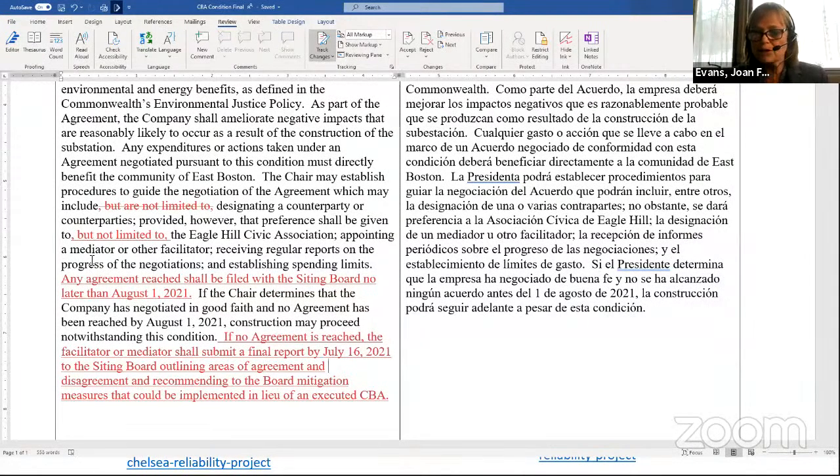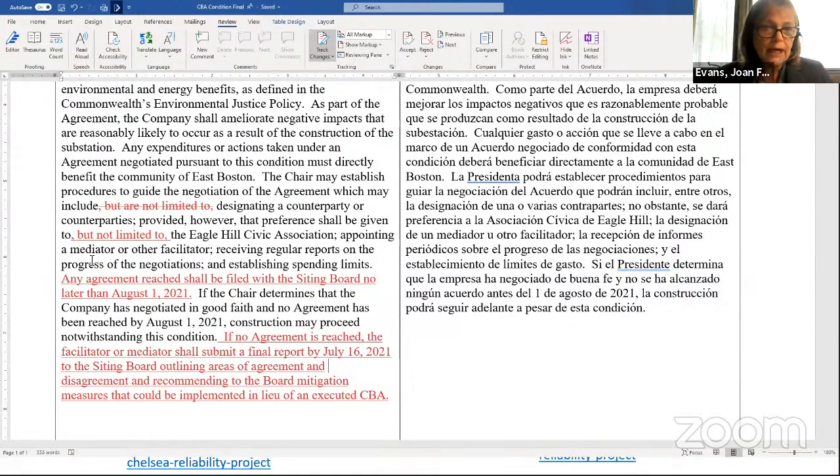Staff had a quick discussion, obviously, on the break, and wanted to make it clear that we expected that if an agreement is reached between the parties, any such agreement is filed with the siting board by August 1st, 2021. And make that explicit. Yep. Then the final sentence goes to the question about what happens if no agreement is reached. And I'll read that additional sentence.